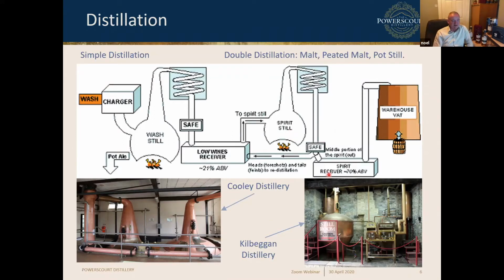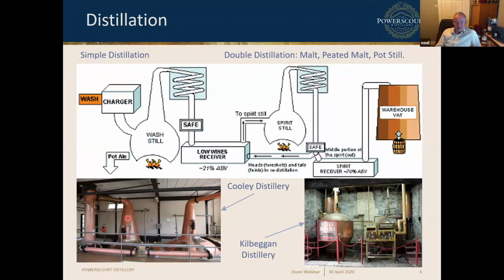So on the photographs underneath, there are two examples of distilleries that have double stills, and there you can see on the left is the Cooley stills, wash still and spirit still. Unusual for them, they're both the same capacity, but they can manage that by taking 2 runs of the wash still, and they get 1 run out of the spirit still.